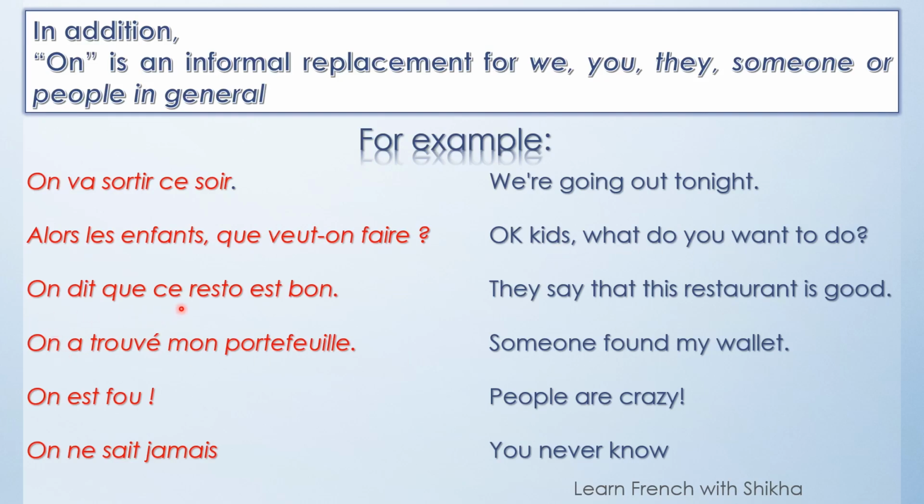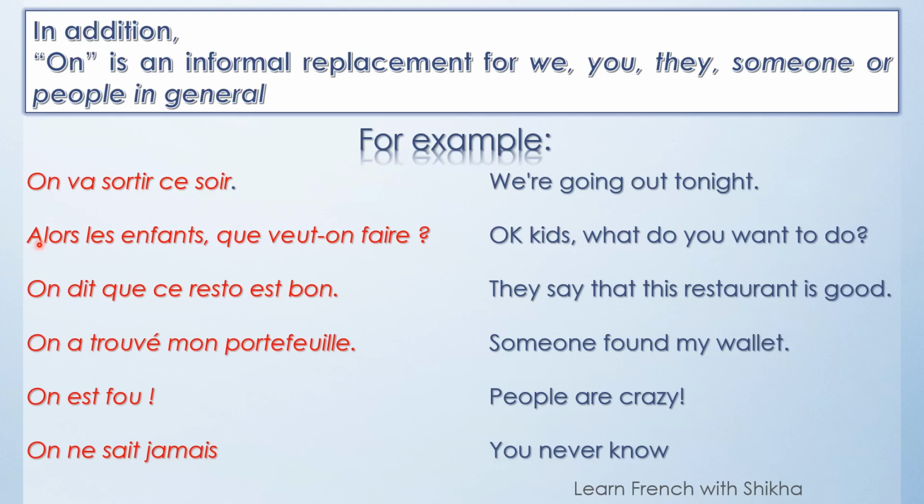On dit que ce resto est bon. They say that this restaurant is good. On a trouvé mon portefeuille. Someone found my wallet. On est fou. People are crazy, or we are crazy, or they are crazy. On ne sait jamais. You never know, or one never knows.